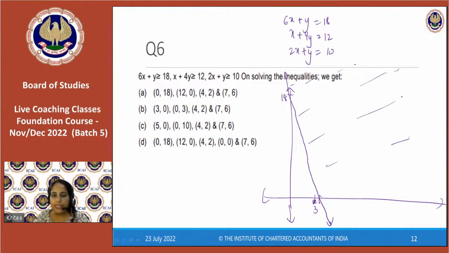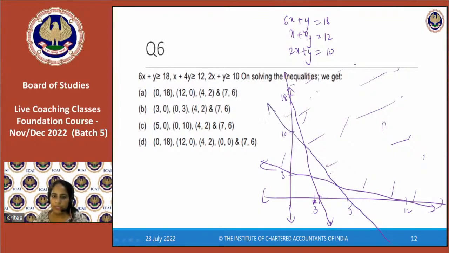In the second case, x is equal to 0, y is equal to 3, and y is equal to 0, x is equal to 12. So the second point lies somewhere here, and it will also go above. The third one says when x is equal to 0, y is 10, somewhere here in between, and y is equal to 0, x is 5. Joining somewhere here, now it is forming the correct part. So the common region is this part.